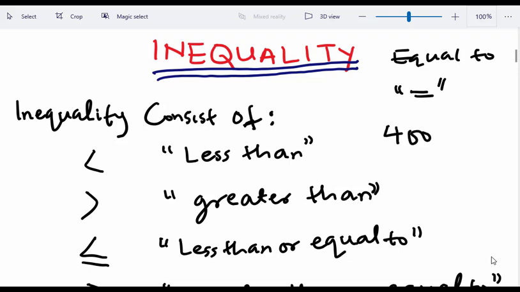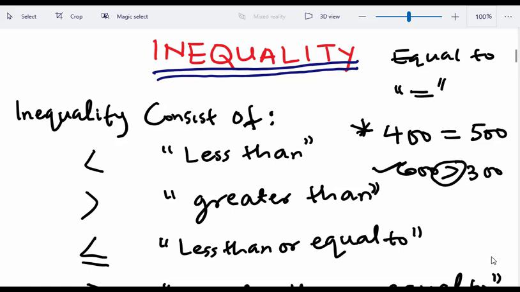you cannot tell me that 400 is equal to 500. Come on, this is very bad. This is absolutely false. No human being will subscribe to this. Now, if you want to say that 600 is more than 300, this is correct. But pay attention to this: this is not an equality sign. So these problems that the equality sign cannot handle are handled by inequality.